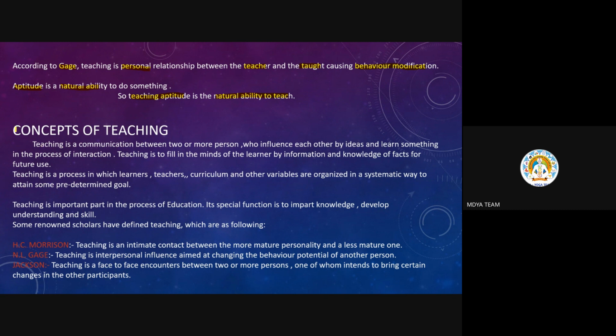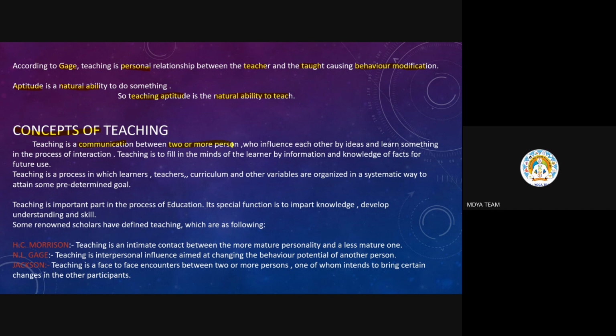Now the concepts of teaching. Teaching is a communication. When we are talking about teaching, there must be a communication between teacher and learner. In this class only, we are communicating with each other. I am telling you something; if you have a doubt, you raise your queries. So teaching is a communication between two or more persons.